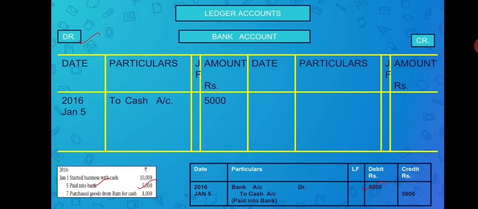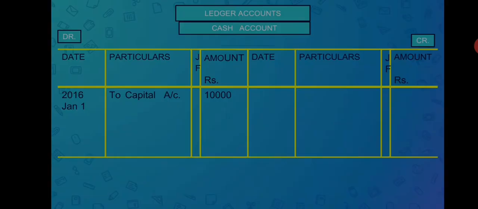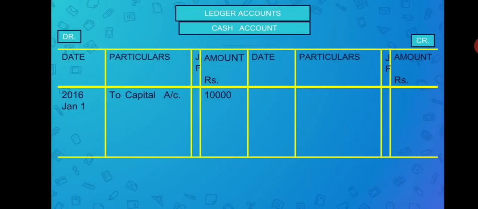Next you want to go to the cash account. In cash account, the first transaction is already over, so to capital account is already written there. Now we want to write the second entry alone. In cash account, cash will not come, so we have to write the bank transaction.